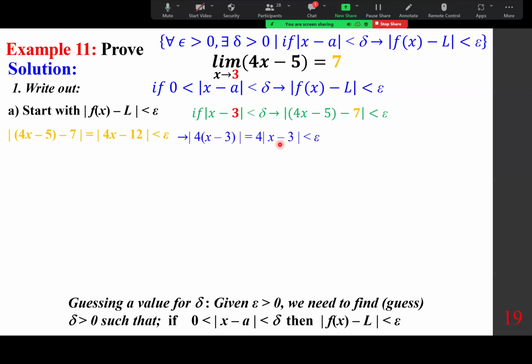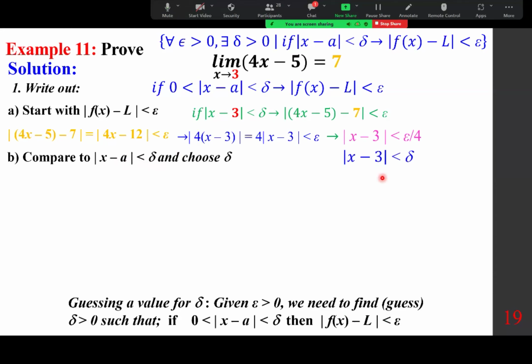And so if I divide both sides by this number, I get absolute value of x minus 3 less than epsilon over 4. Now, this one and this one, I'm going to compare. So compare absolute value of x minus a less than delta to this. When you put them next to each other, the left side is identical. The right side says, if you choose delta to be epsilon over 4, you're in good shape. According to these, choose delta to be epsilon over 4.